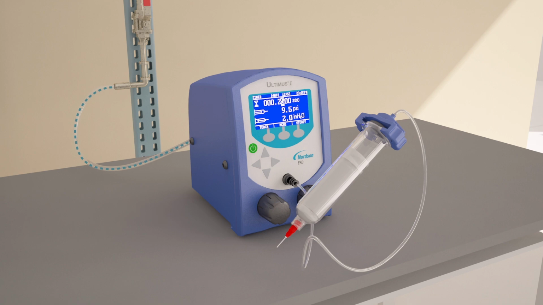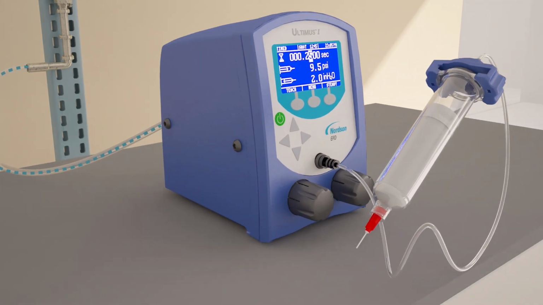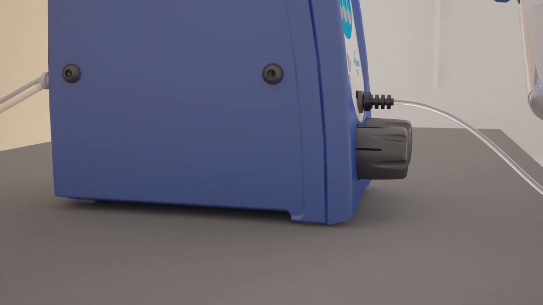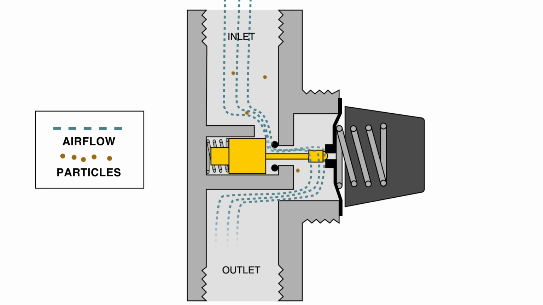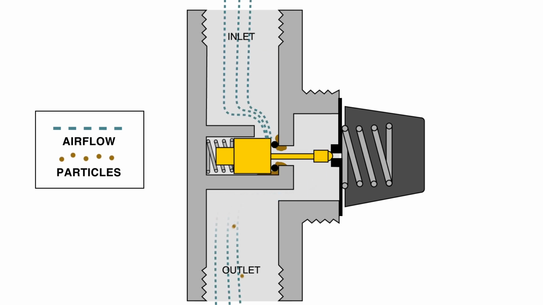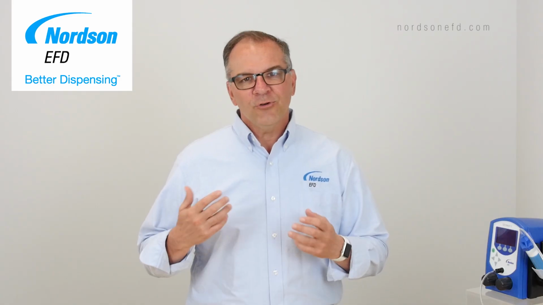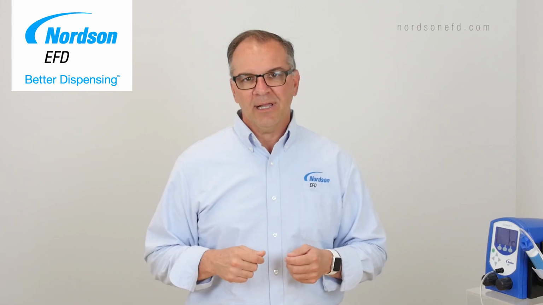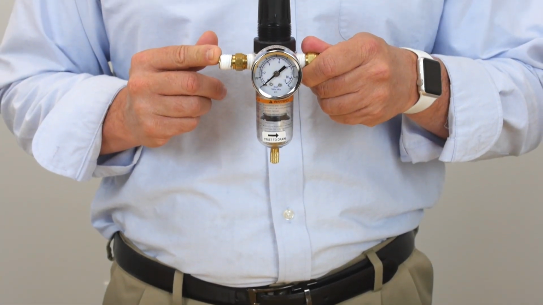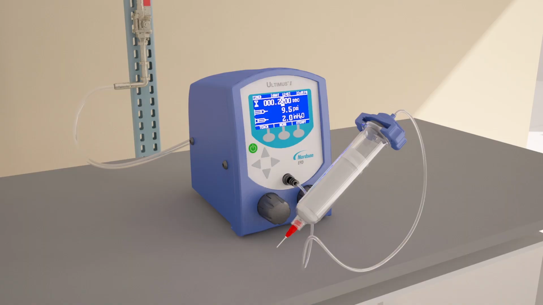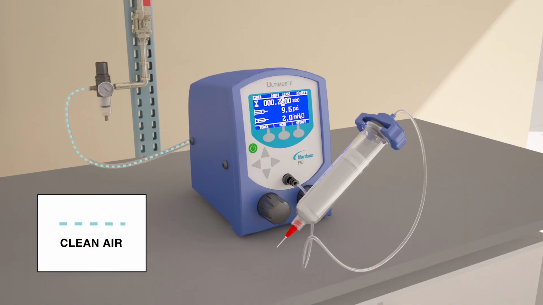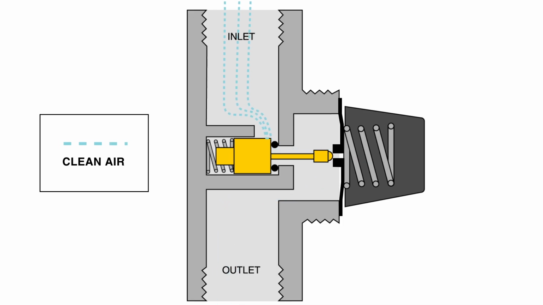So picture this. You have dust, oil, and water running through your airline into the dispenser, and that's going to gum everything up. Similar to what cholesterol does in your body, but unfortunately there's no pill that can clean the airline. But what you can do is use our 5-micron filter regulator, which will trap the moisture and dust and prevent it from getting inside the dispenser.